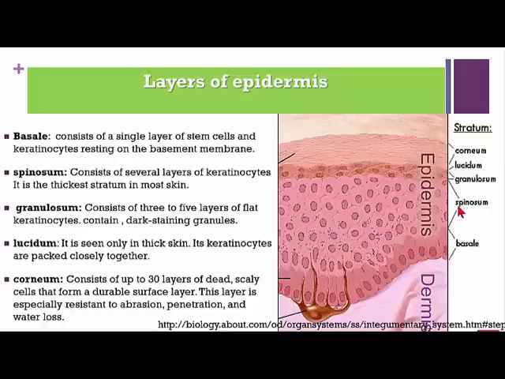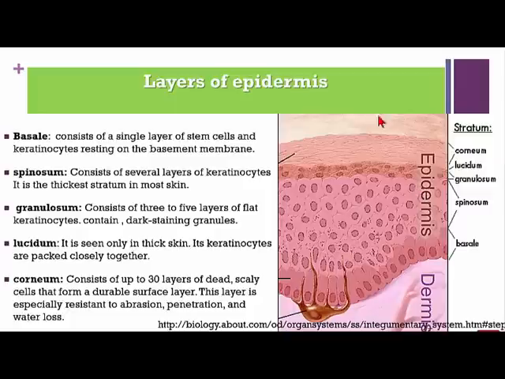Second is the stratum spinosum. It consists of several layers of keratinocytes and it is the thickest stratum in most of the skin. Now we are going to see the stratum granulosum. It consists of 3 to 5 layers of flat keratinocytes. It contains dark staining granules.